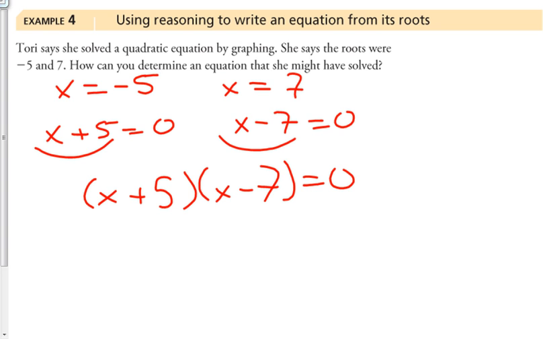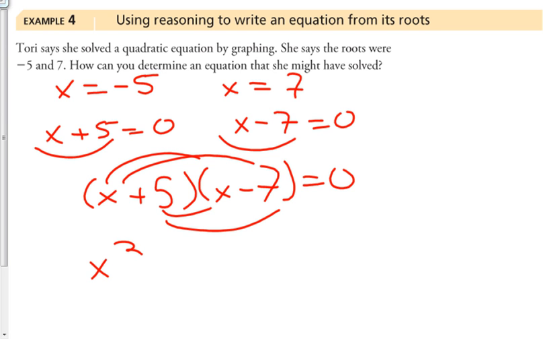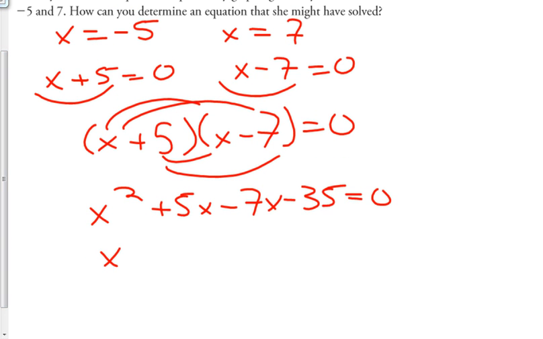Then I can use the distributive property and multiply this out to get x squared plus 5x minus 7x minus 35 is equal to 0. I can then simplify my expression. x squared minus 2x minus 35 is equal to 0. So a possible equation that she might have solved would be x squared minus 2x minus 35.